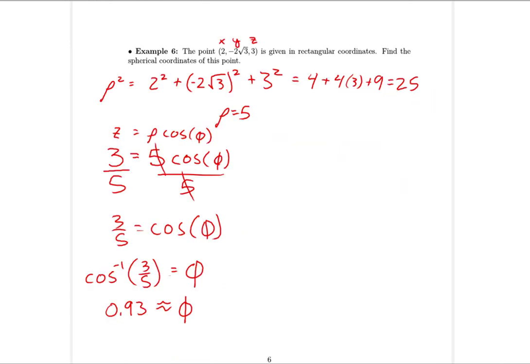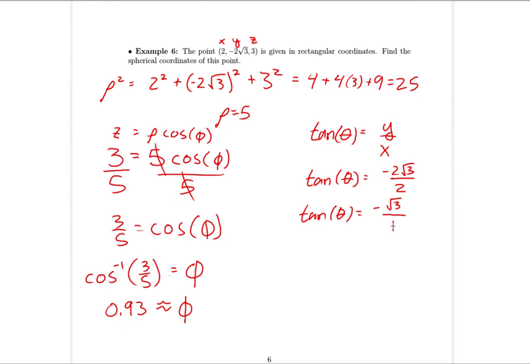So now let's find theta. Well, with theta, we can just use the same principle that we used with polar, because theta is the same angle as in polar. So I can just say that the tangent of theta is equal to y over x. That's no problem. So the tangent of theta is equal to negative 2 roots of 3 over 2. So tangent of theta is negative square root of 3 over 1.